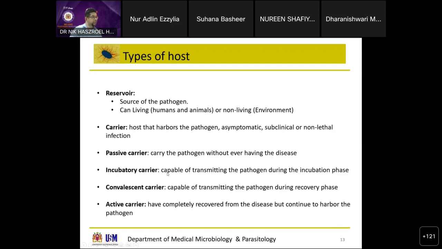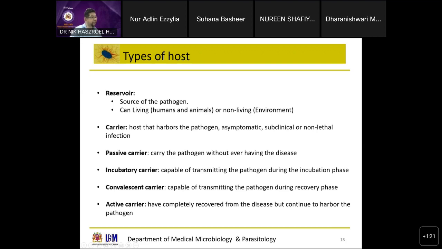And then there is an incubatory carrier. It's capable of transmitting the pathogen during the incubation phase. So in the life cycle, we will see later the incubation phase. This is during the window period. So during the window period, in the incubation phase, it can spread to others. We call this type of host an incubatory carrier. And then there is also a convalescent carrier, which is capable of transmitting the pathogen during the recovery phase. So in the life cycle again, we will see later. When it's transmitted during the convalescence phase, this type of host we call a convalescent carrier.